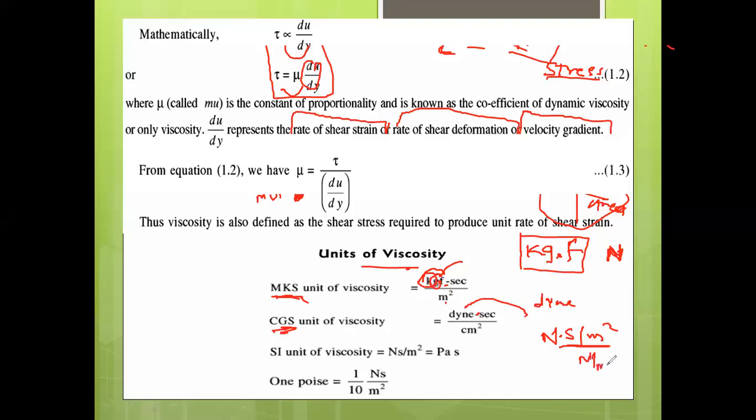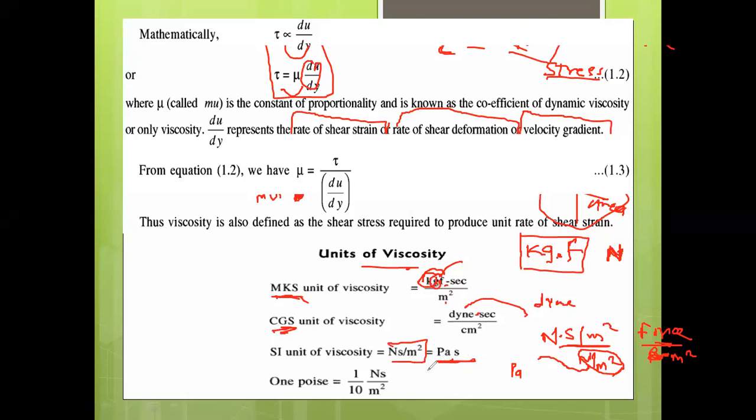Newton per meter square, or force per unit area, is the unit of stress or pressure. Force per unit area, or force per meter square. In the SI system, Newton per meter square can be written as Pascal. So the SI unit of viscosity can be called Pascal second. This unit should be kept in mind: Newton second per meter square, or Pascal second.